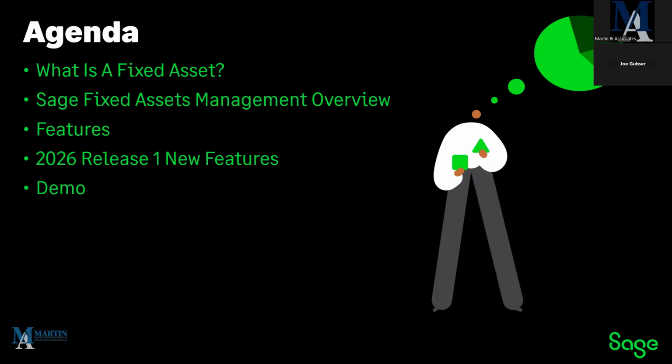So here's the agenda for today's session. We're going to briefly discuss what is a fixed asset. Then we're going to do a Sage Fixed Assets Management overview. Then we're going to look at some of the key features of the fixed assets module. We'll talk about some of the new features that were added to the fixed assets management module as part of the 2026 release 1 update of Sage Intacct. And then we're going to do a demo.